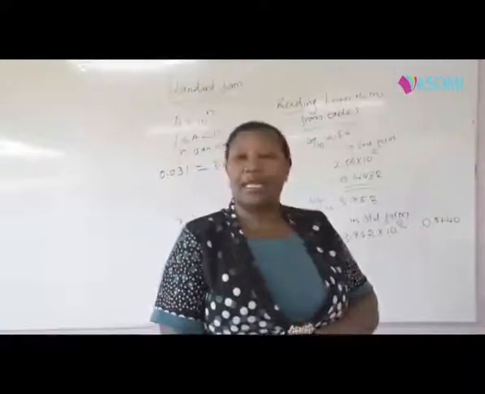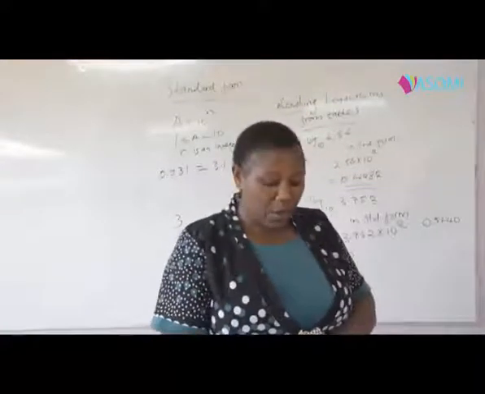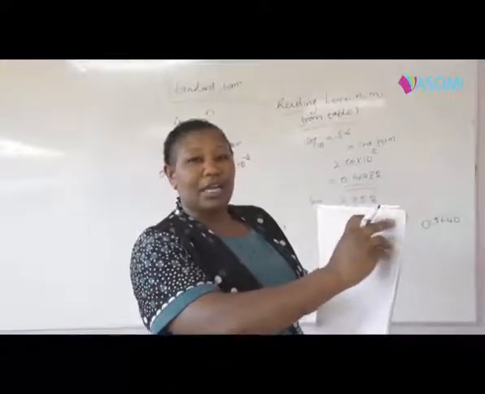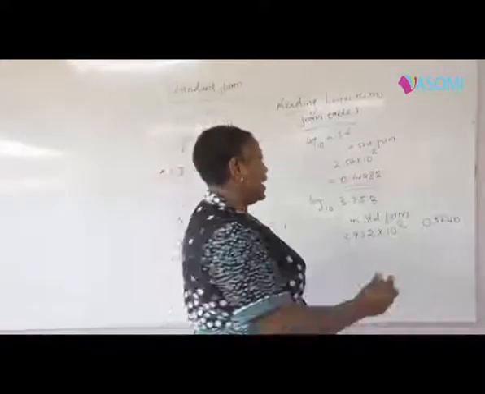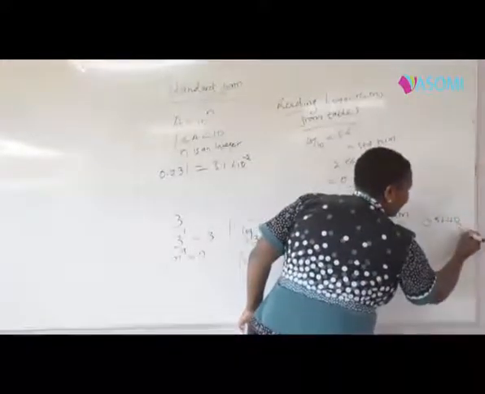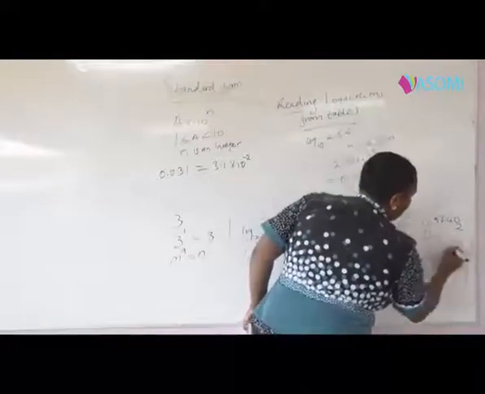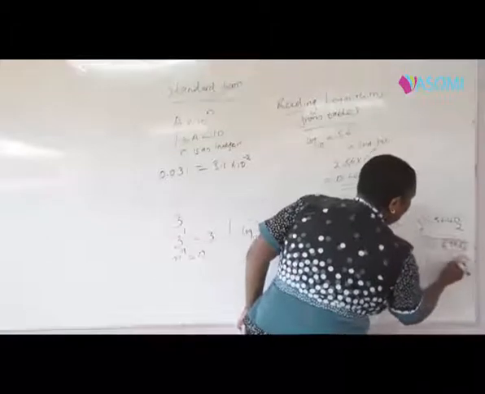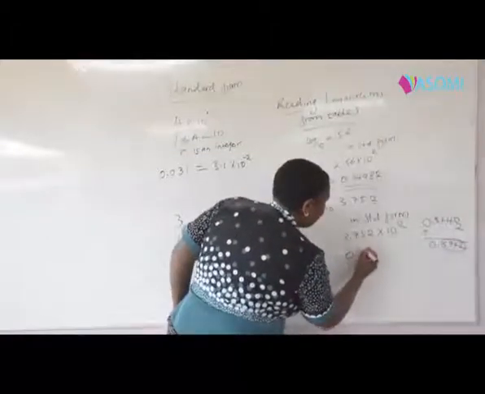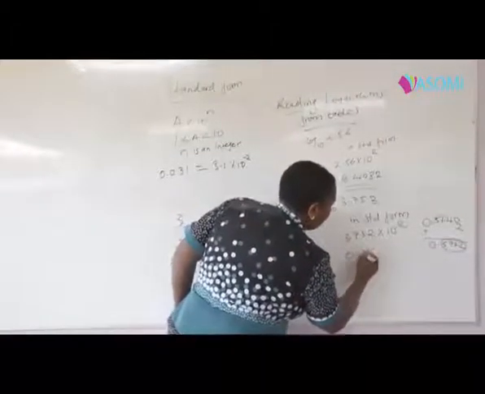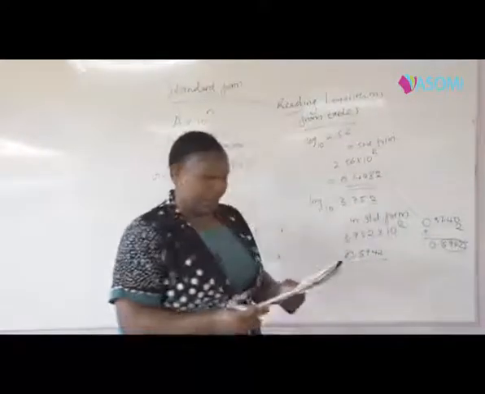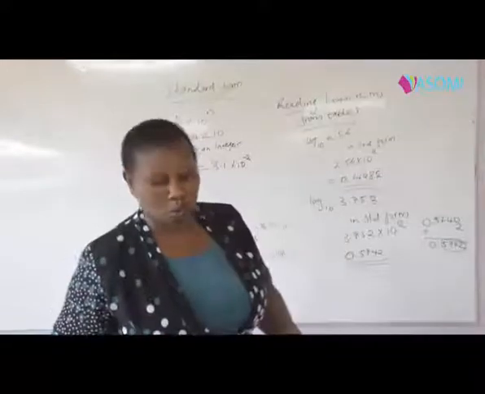For 3.752, you will find the number is 2. We always add that 2. You realize in the difference column we are told to add. You add it from the right hand side, from the end here, you add 2, and you get 0.5742. So the logarithm of 3.752 is 0.5742.